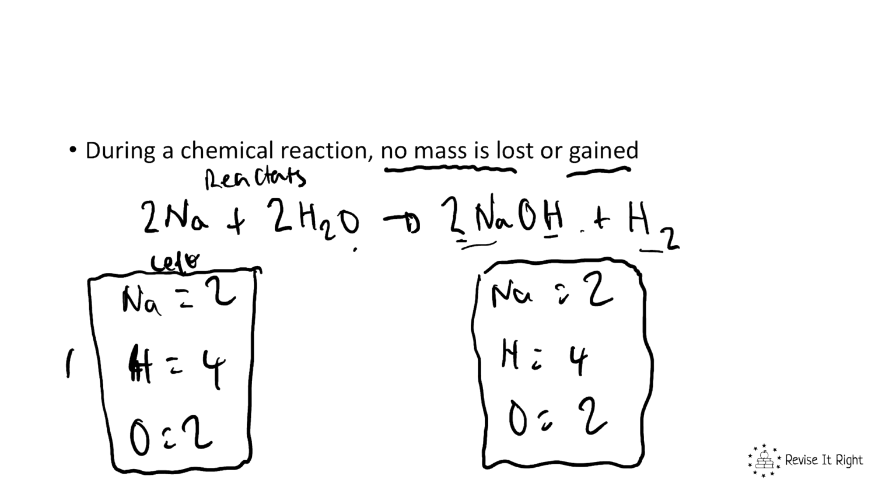Chemical reactions are just about the swapping, if you will, of the arrangement of the atoms. So sodium here joins with the oxygen and hydrogen here, for example, but the atoms don't get lost, they don't get destroyed and nothing is gained. So what we mean by the conservation of mass is that during a chemical reaction, no mass is lost or gained, because no atom is destroyed or gained in a chemical reaction. So the mass before is the same as the mass after.